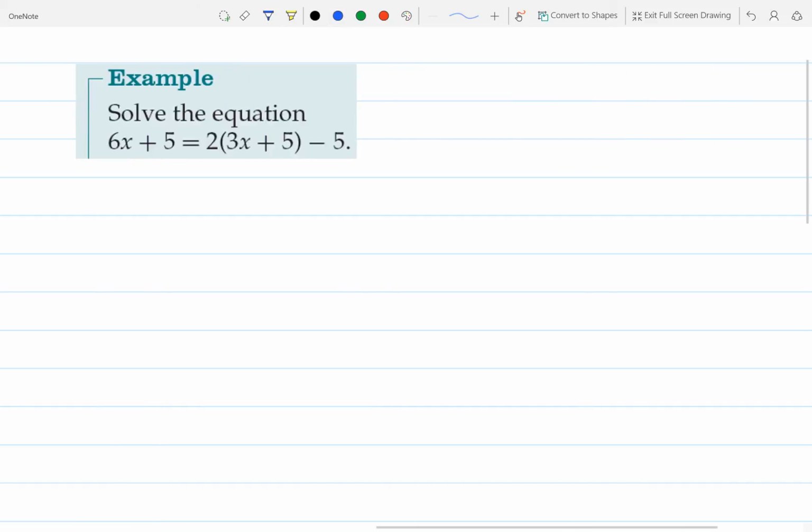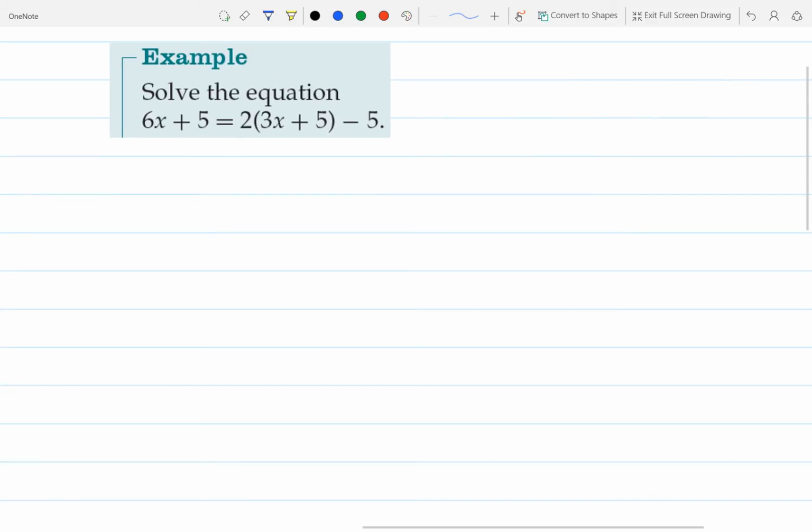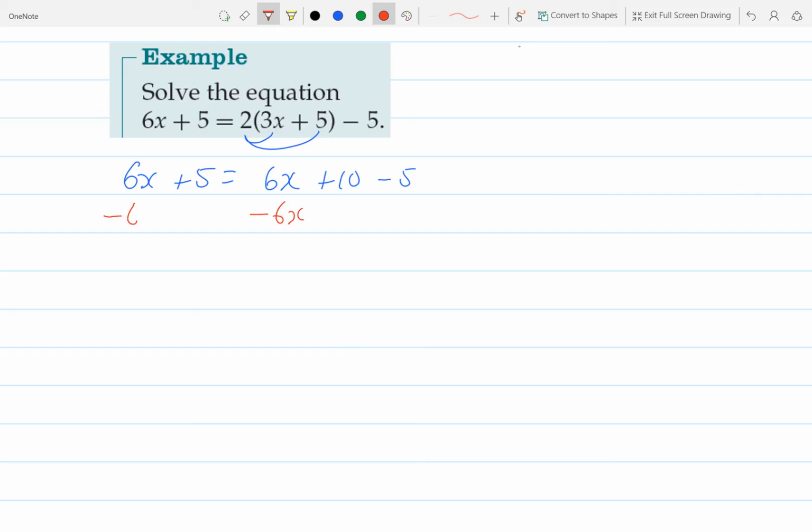Now with the next example, we'll solve this too, but it's going to give us a special case, I suppose. So I'll leave the left-hand side the same, and then I'll expand this, so I've got 6x plus 10 minus 5. Okay, so I'll start by subtracting 6x from both sides, and so I get 5 equals, and then 10 minus 5 is also 5, and so we just have this statement here that says 5 equals 5, which is true, but it doesn't tell us what x is.